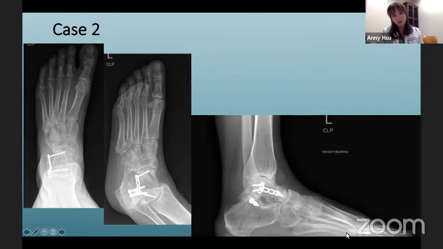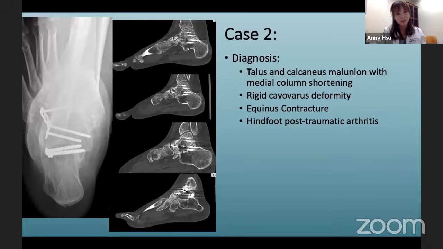You can see overloading the lateral border of the foot, and you can also see extensive amount of arthritic changes in the hindfoot, which is better visualized on CT as well. This is her Harris view of axial alignment, and her varus deformity is about 20 degrees on X-ray. So you can see she has the talus and calcaneus malunion that substantially shortened her medial column. And she also now has developed rigid CavoVarus deformity with post-traumatic arthritis in her subtalar, talonavicular, and calcaneocuboid joint.